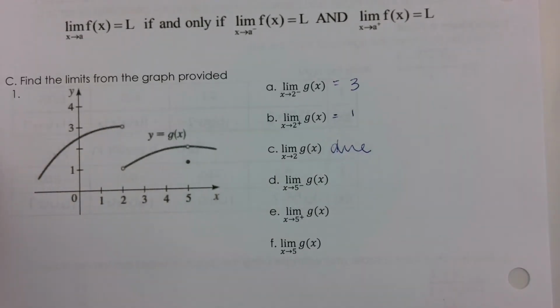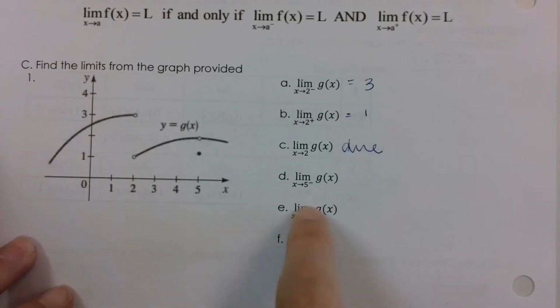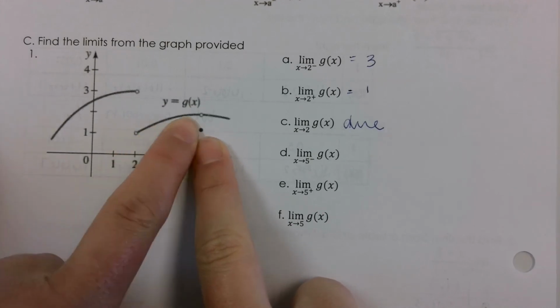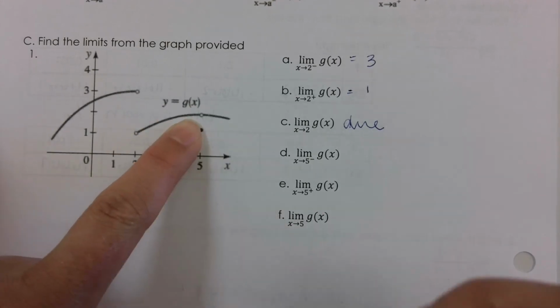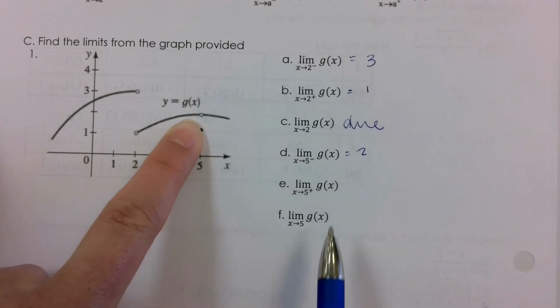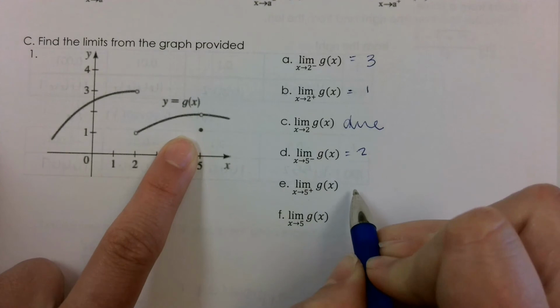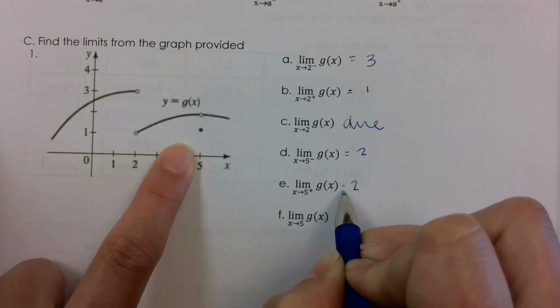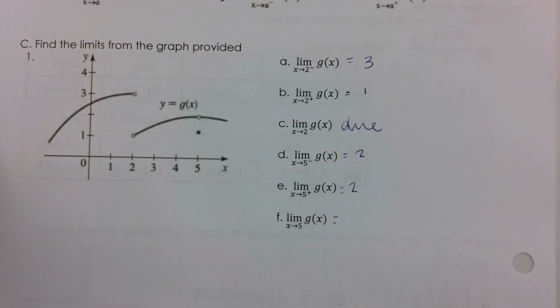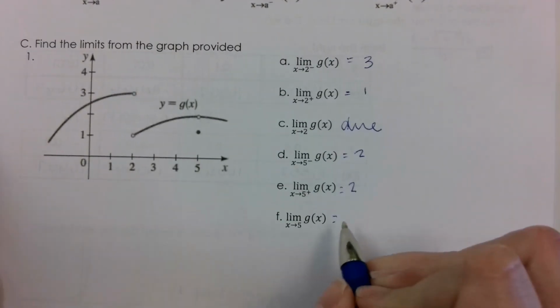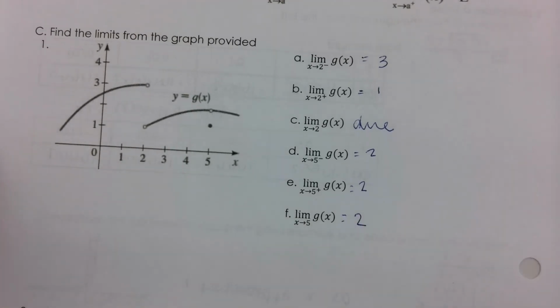Is that all right? Questions? All right, so the next one we're looking at is as x approaches 5 from the left. When x is 5 from the left, what are we approaching? 2. Now, what about 5 from the right? You're coming in from the right side, you're still approaching 2. So if they asked you the limit as x approaches 5, was it the same on the left side and the right side? Yes, and what value was that? 2, so that's what your answer would be there. Is that okay?